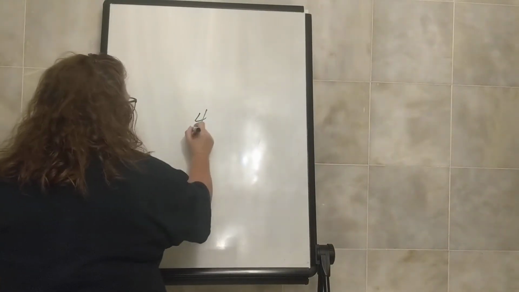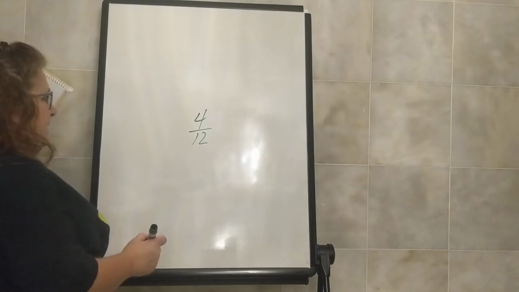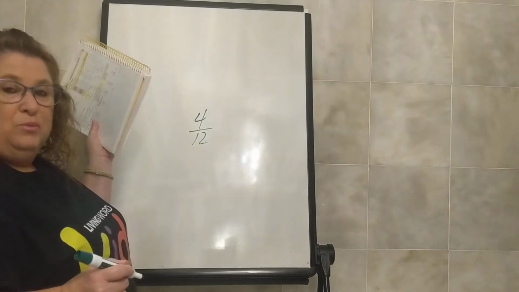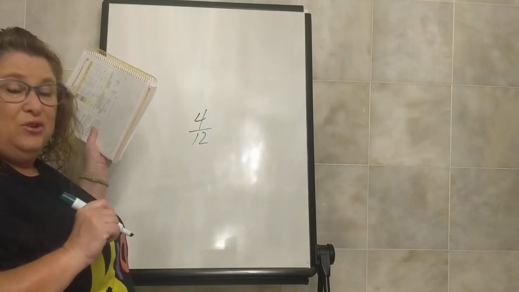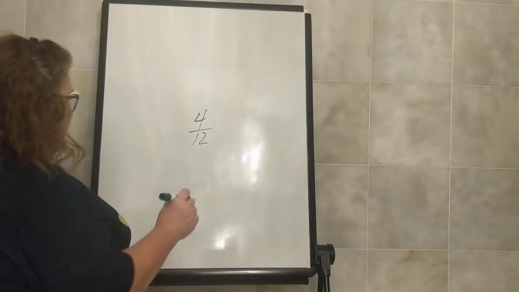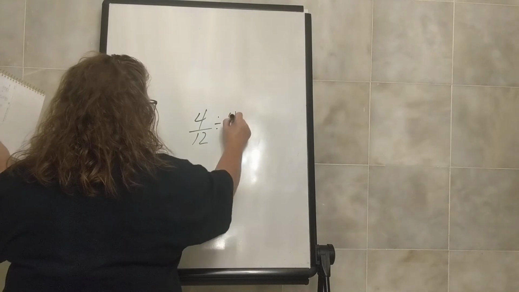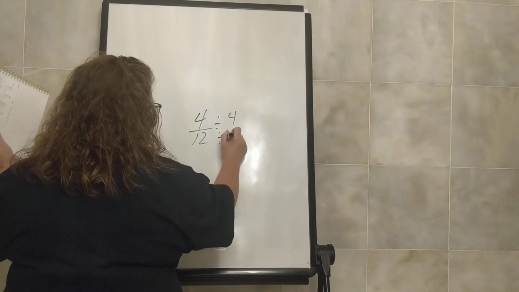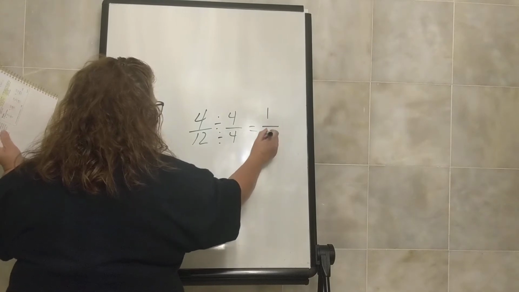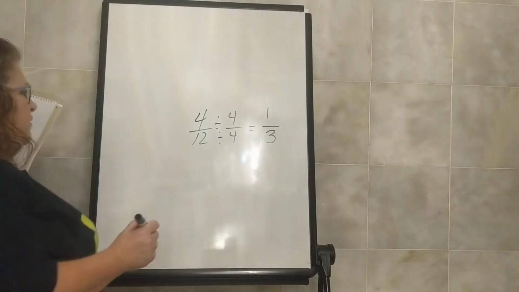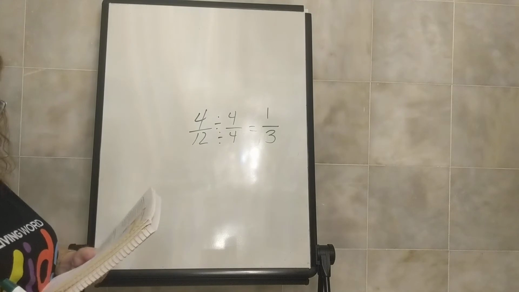Page 115, section 2, letter A. We have the fraction 4/12. I'm going to ask myself, can 4 be multiplied by anything to equal 12? It sure can, so that makes it a factor of 12. So I'm going to divide 4 divided by 4 and 12 divided by 4. 4 divided by 4 is 1. 12 divided by 4 is 3. So 4/12 reduces to 1/3.